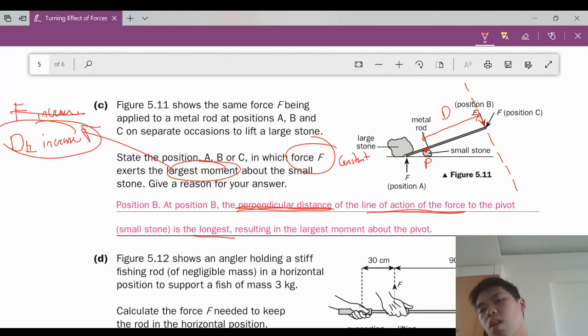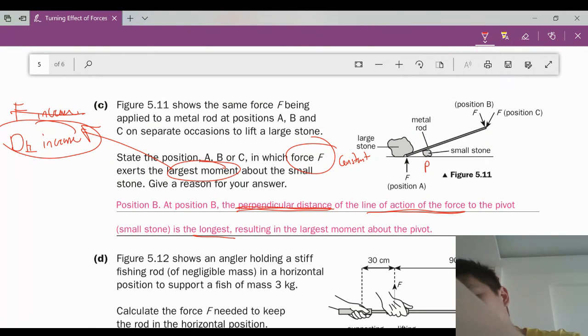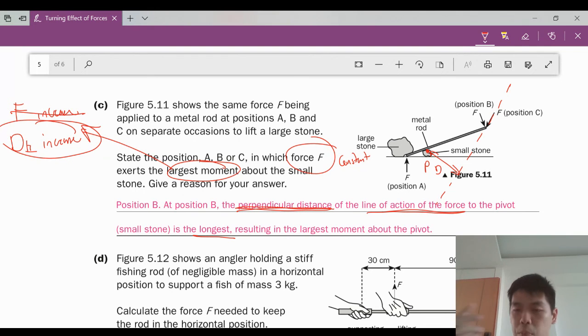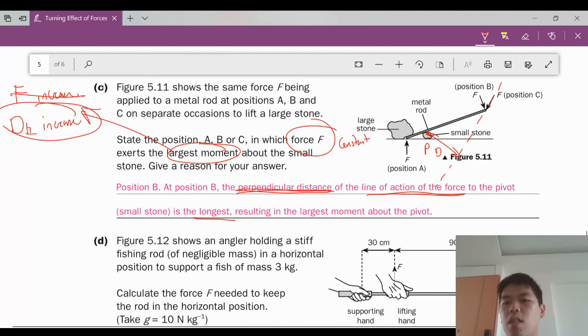Then you say, but position C is also about the same. Now we have to be very careful because of position C's line of action. Let me erase the previous one first. Okay, this is the pivot. At position C, your line of action is like that, which means the perpendicular distance from the pivot is in this direction, which is much smaller compared to position B. So that's why C is not correct.